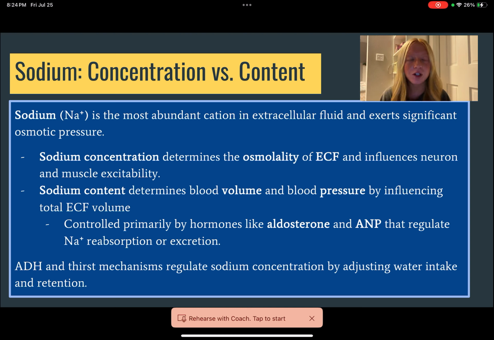Sodium, concentration versus content. Sodium is the most abundant cation in the extracellular fluid and exerts significant osmotic pressure. Sodium concentration determines the osmolality of the ECF, and it influences neuron and muscle excitability, while sodium content determines the blood volume and blood pressure, and it influences the total ECF volume. The sodium content is controlled by hormones like aldosterone and ANP that regulate sodium reabsorption or excretion. ADH and thirst mechanisms regulate sodium concentration by adjusting water intake and retention.